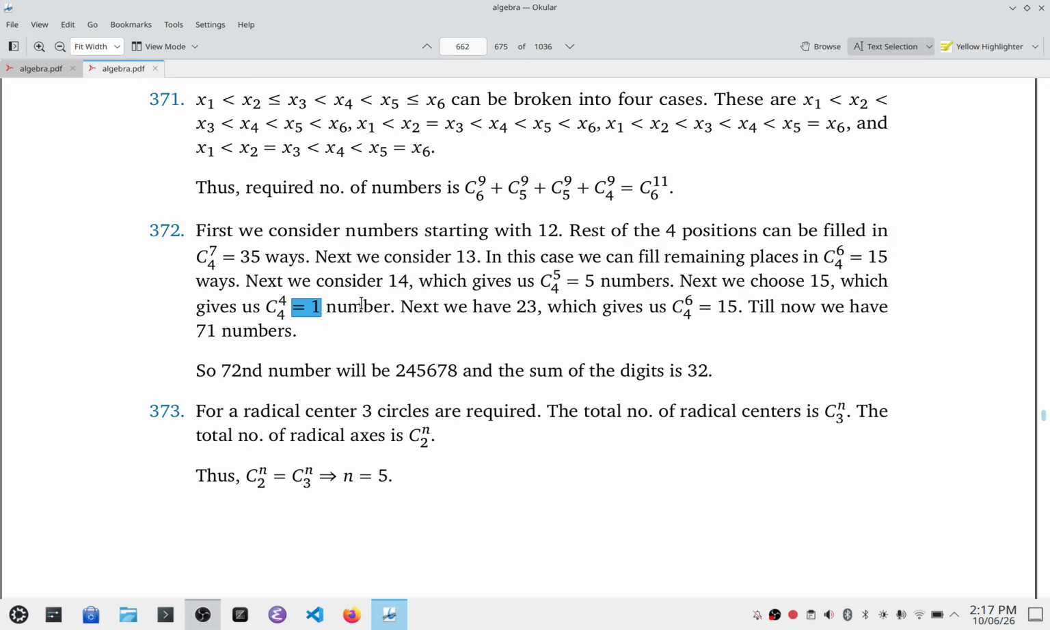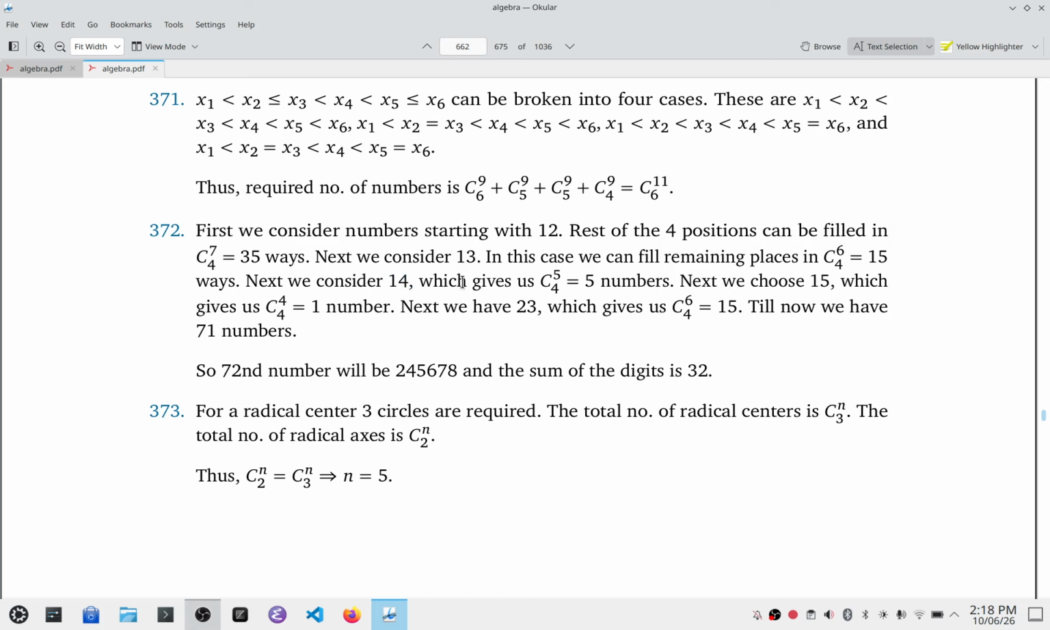We won't have 16 because we won't have 4 digits left. After 16, the digits greater than 6 are 7, 8, 9. So only 3 digits. 3 plus 2 digits of 16 will make 5 digits. But the number is of 6 digits, so we can't have 16.